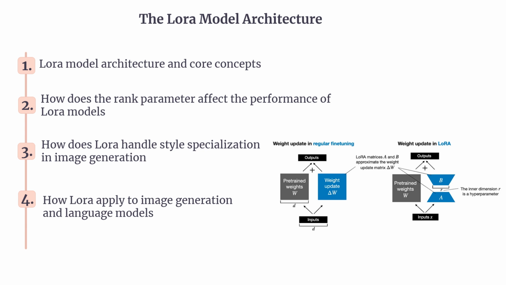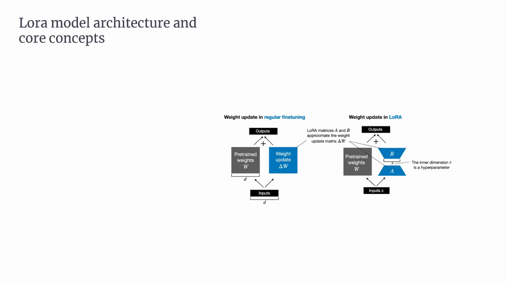Let me discuss LoRA model architecture and core concepts. The core idea behind LoRA is to fine-tune models by updating only parts of the model rather than adjusting every parameter. To achieve this, it uses something called low-rank decomposition. Essentially, instead of updating the entire weight matrix, which could be huge, LoRA breaks it down into 2 smaller matrices that require less computation and memory.